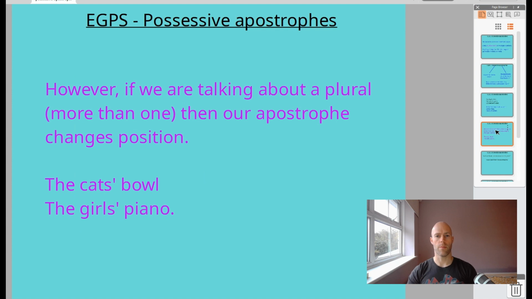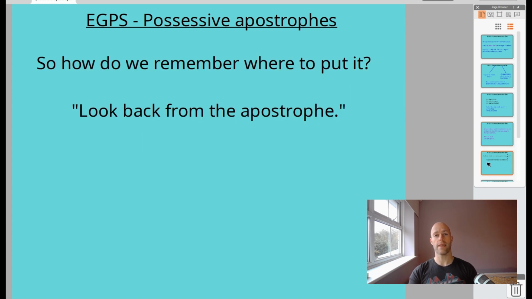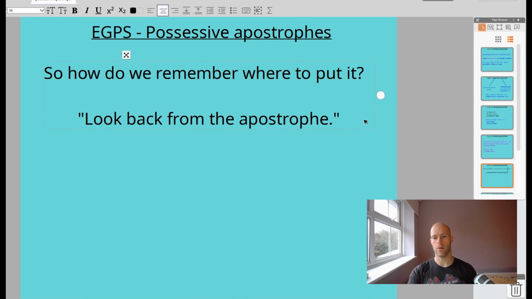The difference comes, and the potential tricky bit comes, if we're talking about a plural, so something more than one, then our apostrophe changes position. So the cats' bowl and the girls' piano. Now we're talking about more than one cat and we're talking about more than one girl there. We can tell that because the apostrophe is at the end. The really key thing that will help you remember this is look back from the apostrophe. Look back from the apostrophe.